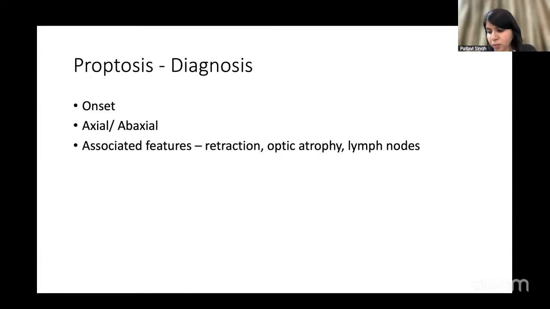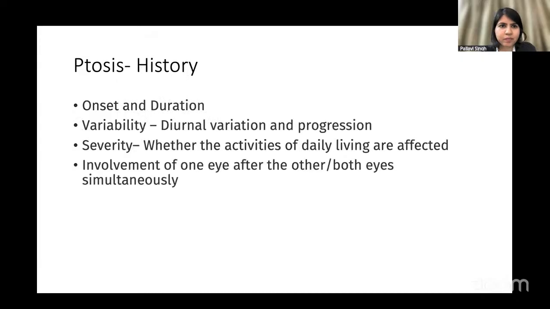All right, so whenever you make a diagnosis of proptosis, you want to mention the onset, you want to mention whether the proptosis is axial or abaxial, and if you have any associated features, like if there's any optic atrophy, if you have any eyelid retraction, any other features of thyroid eye disease.